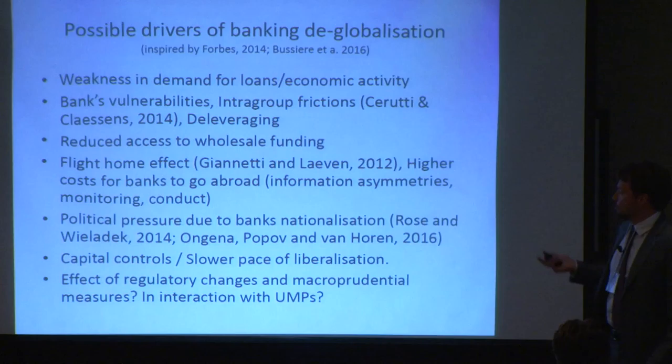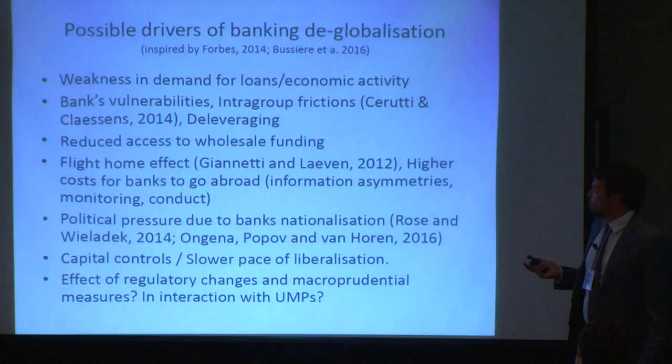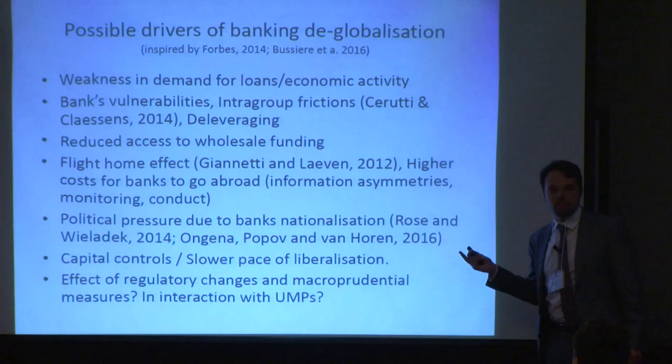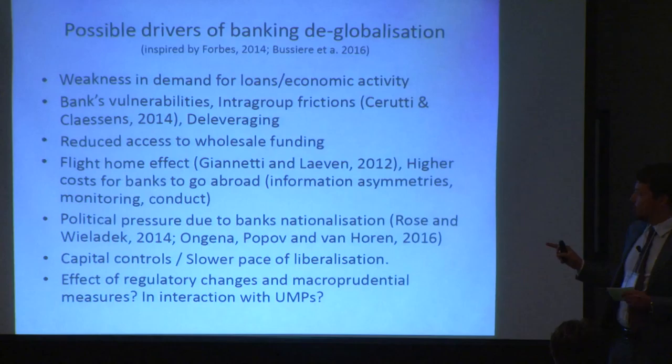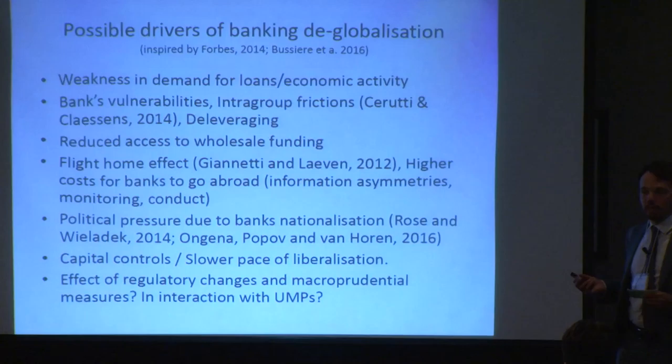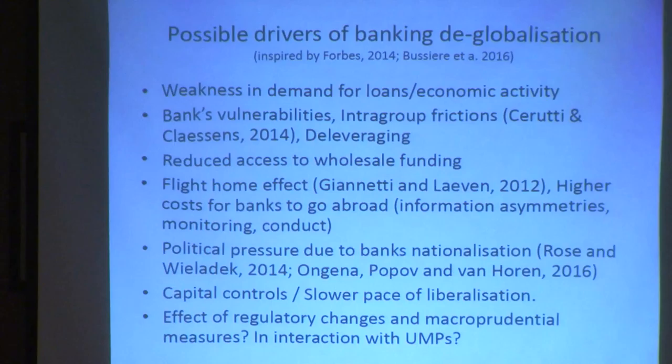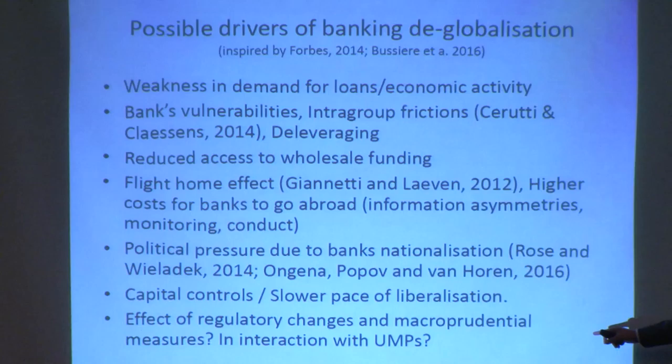Then Giannetti and Laeven, in a paper, document the flight home effect, which is probably related to higher cost for banks to go abroad because information asymmetries likely play a larger role in crisis times as opposed to normal times, like, for example, the cost of monitoring abroad. Rose and Wieladek and a more recent paper by Ongena, Popov, and Van Horen attribute some of the decline in bank lending also to political pressures due to banking nationalization. Capital controls could play a role, which have been introduced after the crisis a bit more than before. But also, and this is what this paper is about, regulatory changes and macroprudential measures.